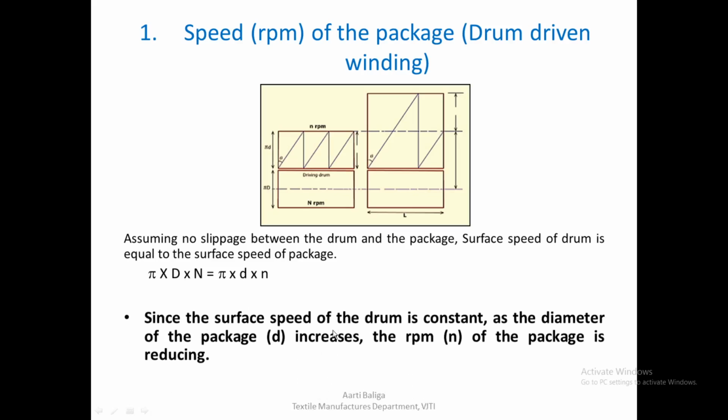Since the surface speed of the drum is constant throughout the package build, the drum diameter does not change, neither does the speed of the drum. So this left hand side would always be a constant. Therefore, as the package diameter increases, that means small d increases, the RPM of the package is going to automatically reduce. So keeping this in mind, the speed of the package in case of a drum driven machine will go on reducing as the package diameter goes on increasing.